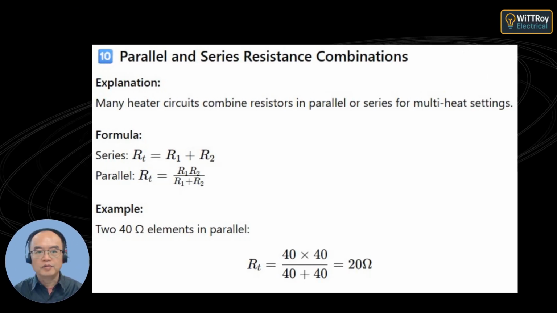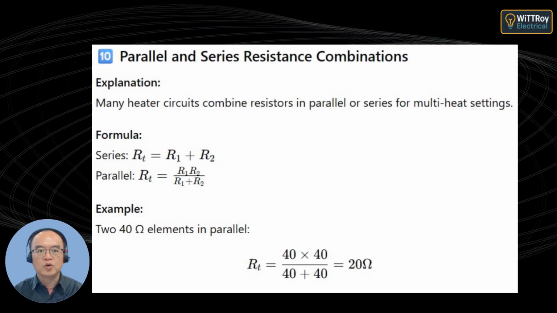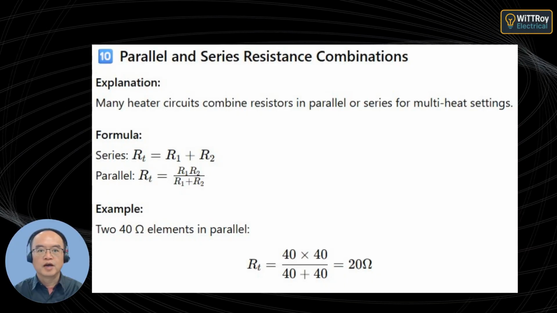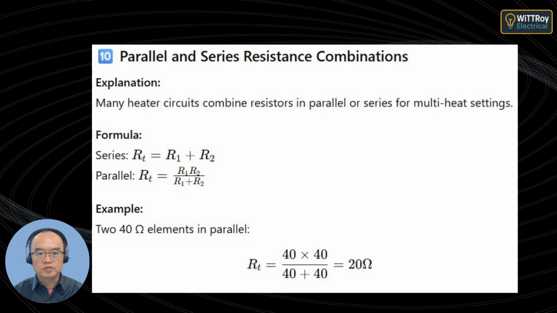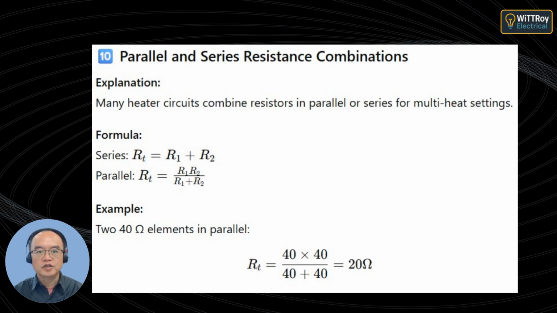When combining elements, add resistances in series or use the product over sum rule for parallel. For example, two 40 ohm elements in parallel give 20 ohms total. That's how heaters achieve low, medium, and high settings.